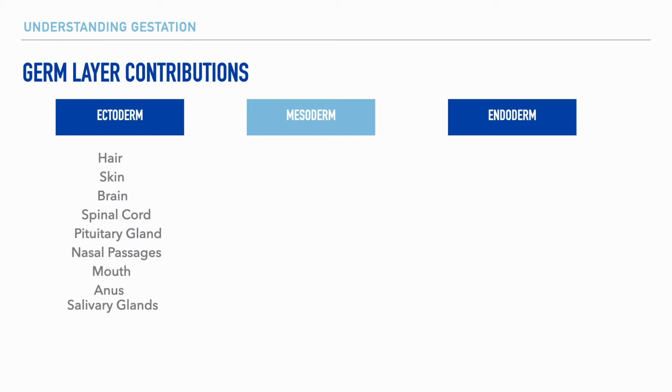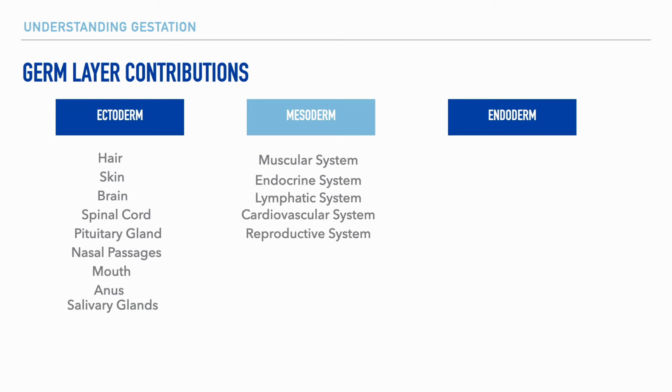And the mesoderm is primarily known for the role it plays in developing large components of our body systems, such as the muscular, endocrine, lymphatic, cardiovascular, and reproductive systems. And last but not least, the endoderm is credited with the development of key organs such as the thymus, pancreas, urinary bladder in both male and female gametes. Now, please keep in mind that this is not an all-inclusive list. These 3 germ layers play a huge role in the development of other parts of the body as well.